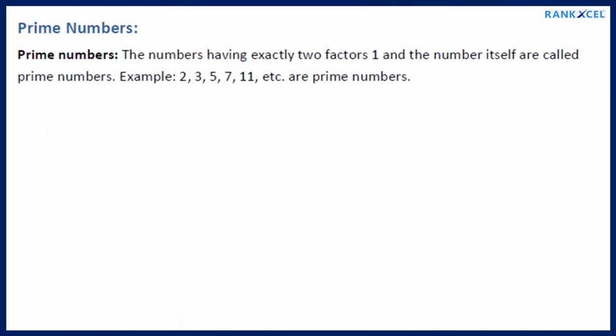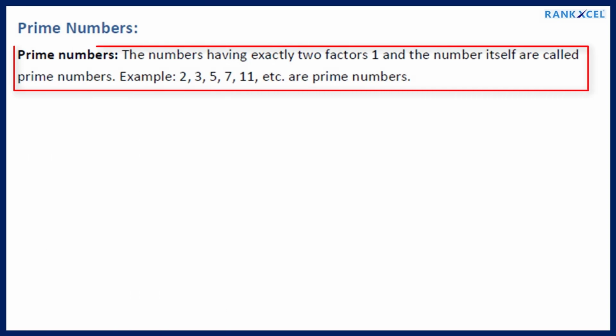Prime numbers. The numbers having exactly two factors, 1 and the number itself, are called prime numbers. Example, 2, 3, 5, 7, 11, etc. are prime numbers.